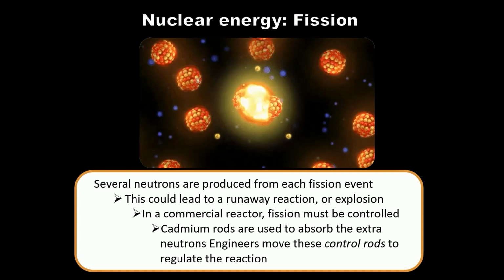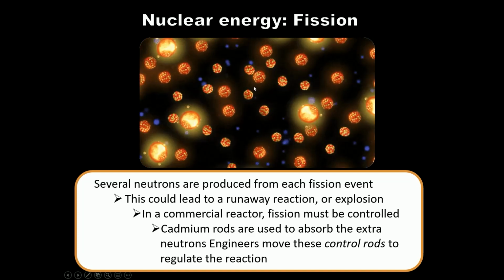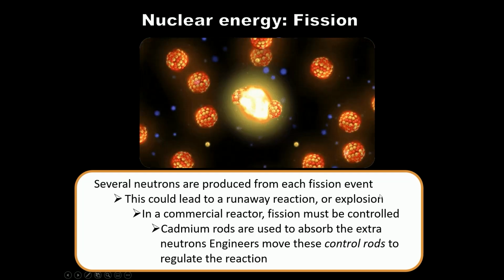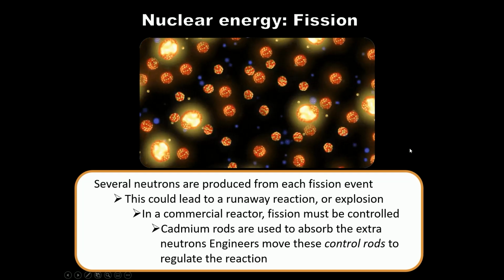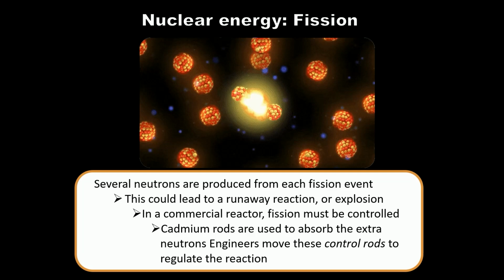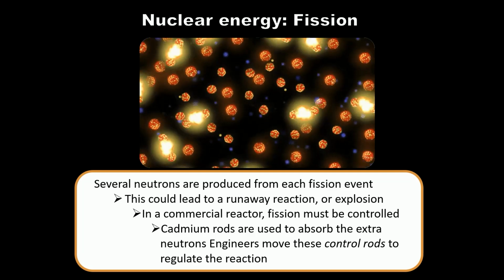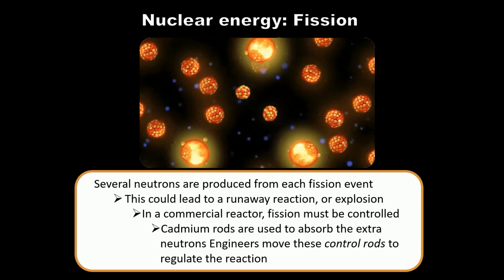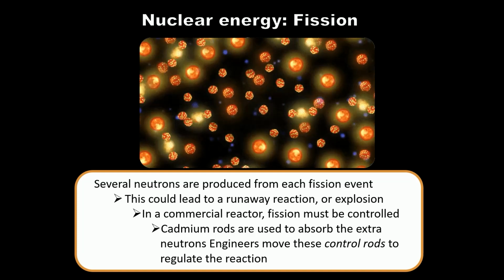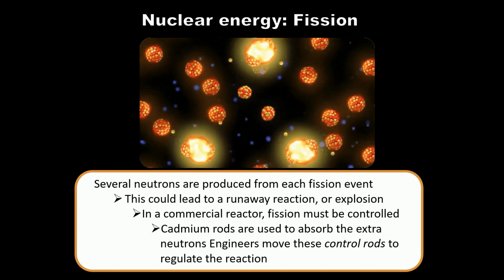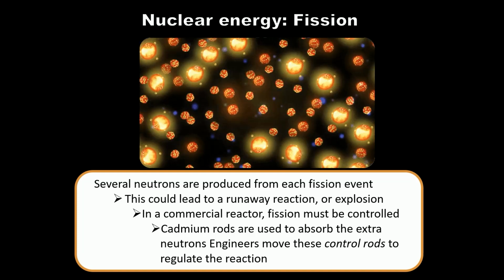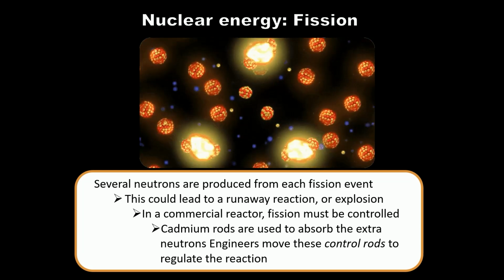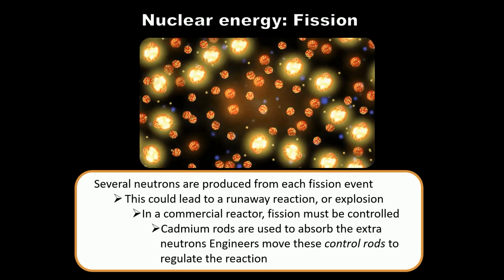Now take a look at what this slide notes. Several neutrons are produced from each fission event. This could lead to a runaway reaction, because if every fission reaction leads to 3 more and 3 more and 3 more, then you're just going to get an exponentially increasingly large fission reaction, which is how a nuclear bomb works: you just have a runaway fission reaction.